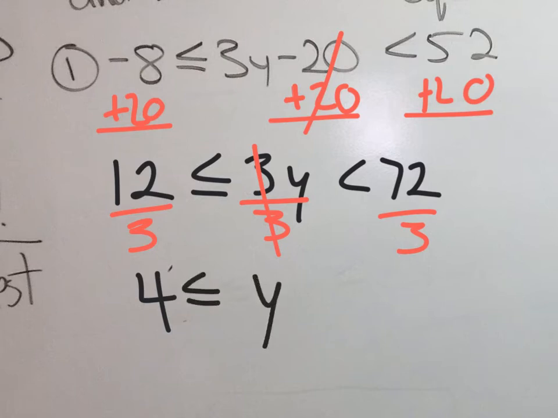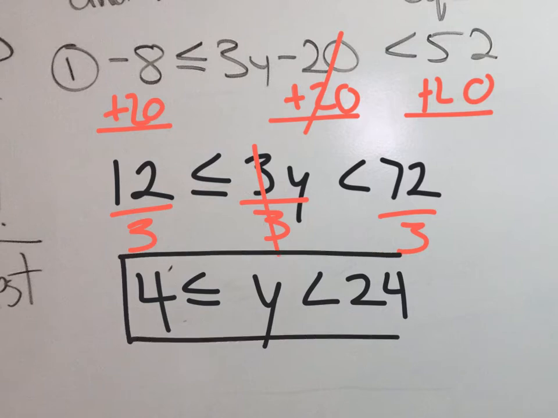The y comes down. The inequality comes down. 72 divided by 3 is 24. And ladies and gentlemen, this is your answer. You have to write it exactly like that.